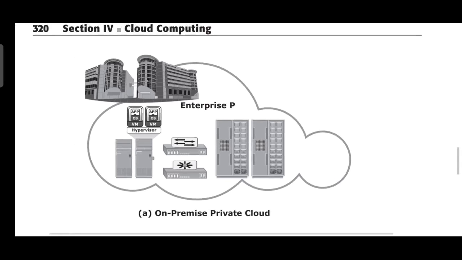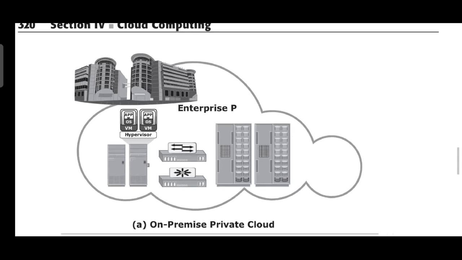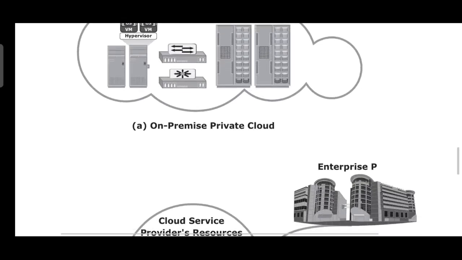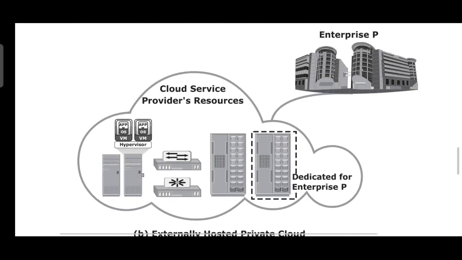Whereas in the case of private cloud, there is a restriction. Only certain users can have access to these cloud tools or applications. Here it is restricted only to the enterprise. A non-member of the enterprise cannot have access to the data stored in this cloud. This diagram is called on-premise private cloud and externally hosted.